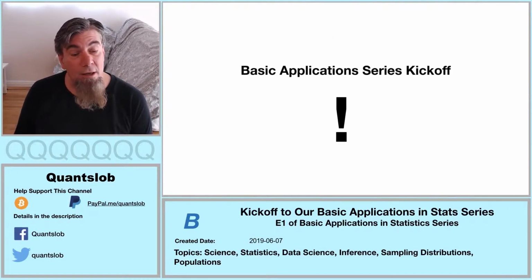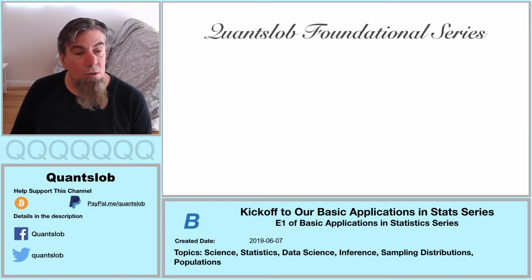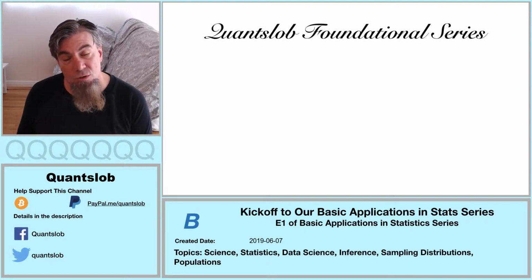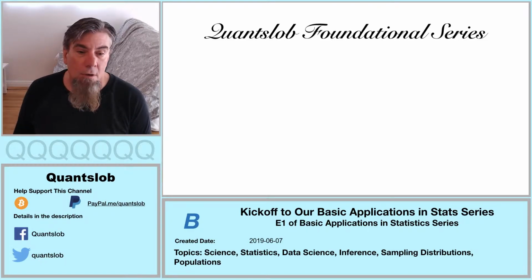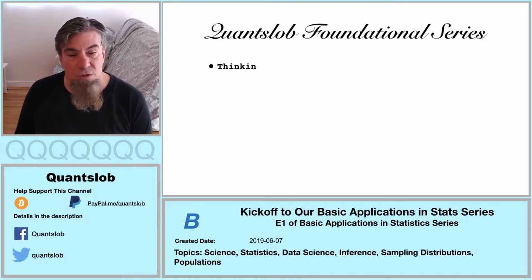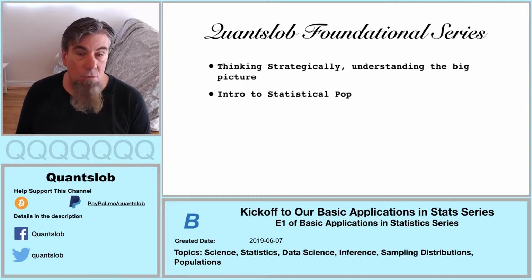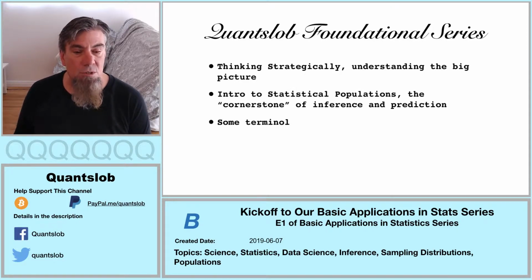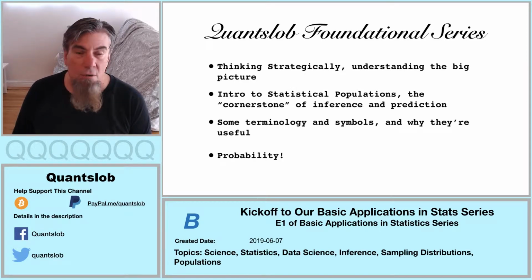This time around, we're going to kick off our basic application series. We just wrapped up our Quantslob foundational series, and since there's no better way to know where you're going than to visit where you've been, here's a super speedy recap. We covered a ton of ground in the foundational series, all the way from a discussion on how to approach scientific problem solving to statistical populations, to an introduction to terminology and symbology, and we closed things out with a big time discussion on probability, and we covered a lot more topics along the way.